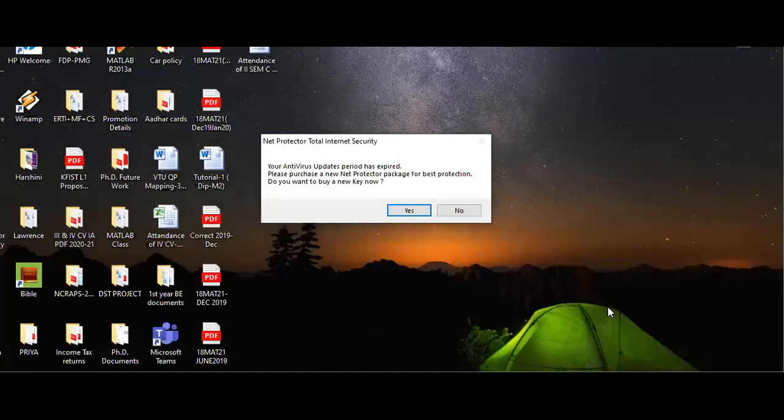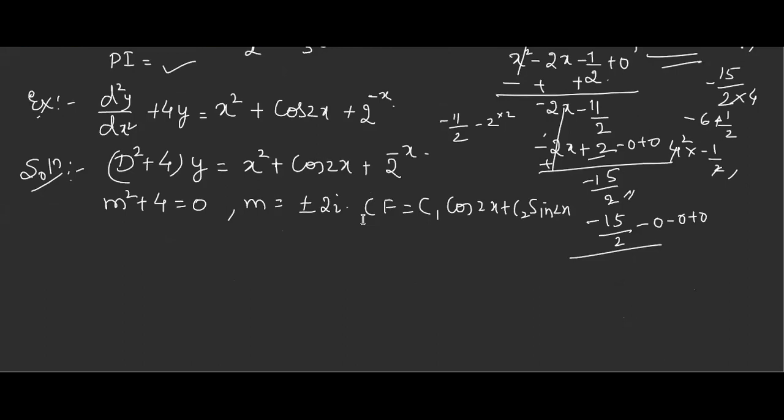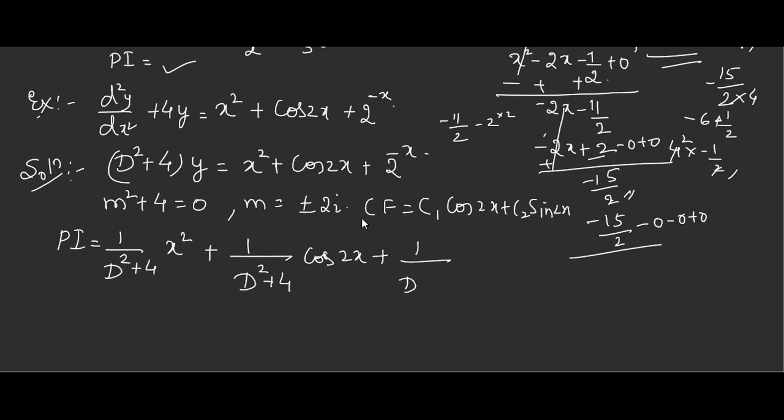Ma'am, the previous question, minus 1. Our PI will be converted to how many terms now? All are different, no? So it converts to 3 different terms: 1 upon d square plus 4 operating on x square. Can I combine 2 raised to minus x with x square? Think about it. Can I combine 2 raised to minus x along with x square?